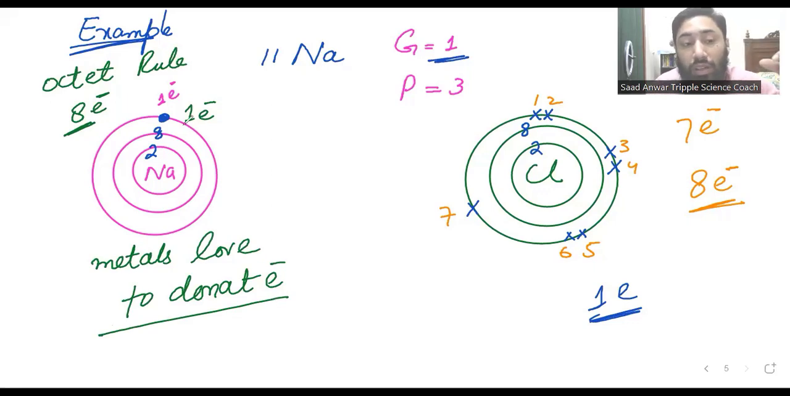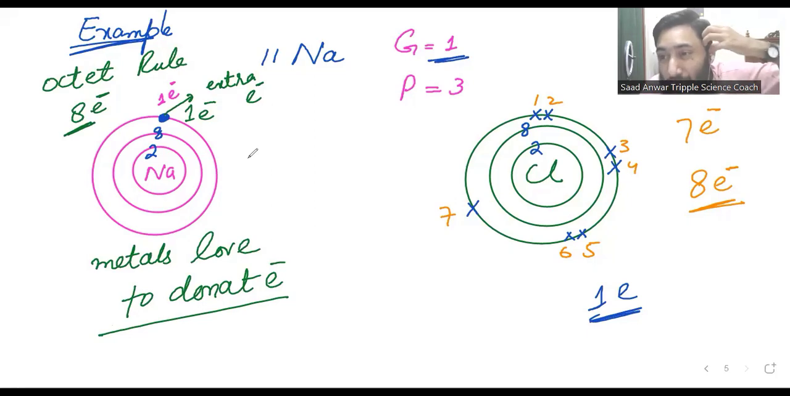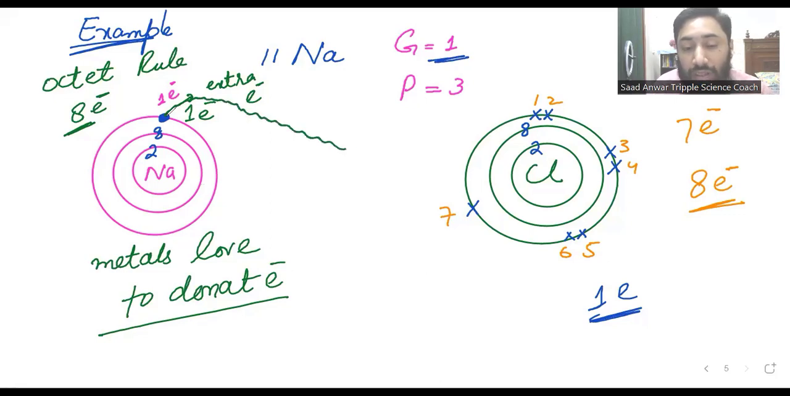So for sodium, this one electron is an extra electron, because sodium does not want one electron in its outermost shell. Sodium wants 8 electrons. This one electron is a kind of headache for sodium. This one electron is not letting sodium live a stable life. So what will sodium do? Sodium will kick out this one electron and completely transfer it to chlorine, because chlorine is needy of one electron.